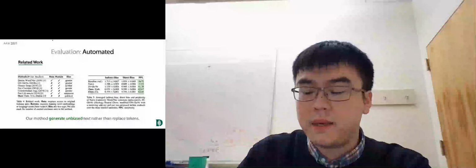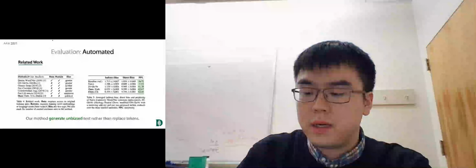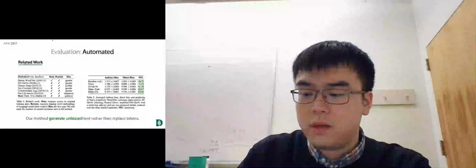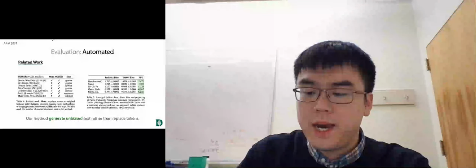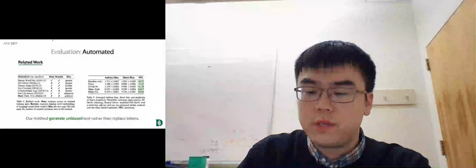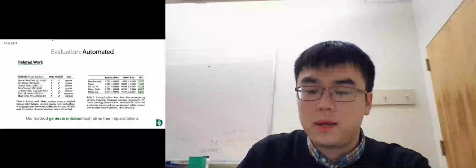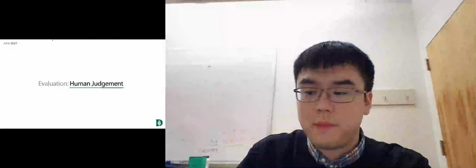The perplexity of our d-bias generation increases slightly because we are generating text from scratch rather than simply replacing some tokens, which is what Ian Glove does, a prior art and state-of-the-art method on the market.